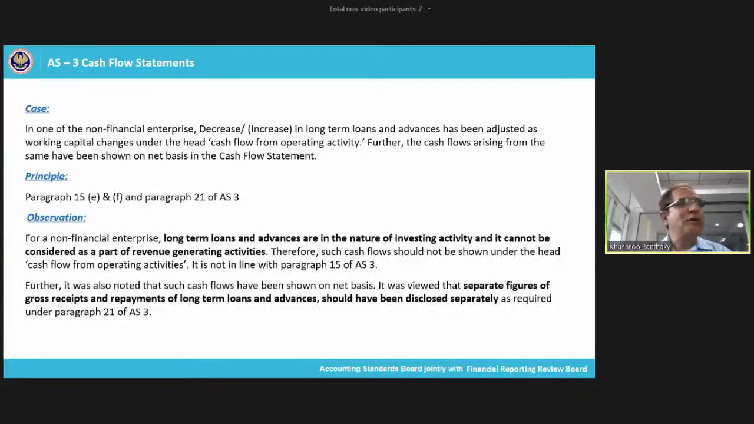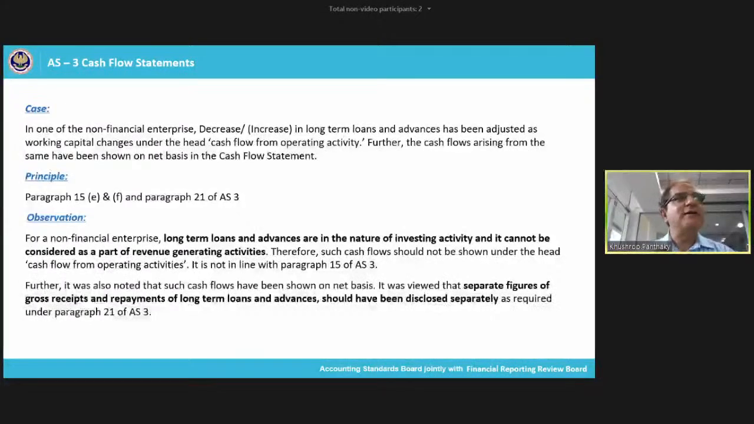In one of the non-financial enterprises, a normal enterprise, manufacturing or trading, the decrease or increase in long-term loans and advances has been adjusted as a working capital change under cash flow from operating activity. When there is a working capital change, it is correct to say that it's a cash flow from operating activity. But these are a decrease or an increase in your long-term loans and advances, and long-term loans and advances are not items which are operating in nature. Also, the cash flows arising from the same have been shown on a net basis in the cash flow statement. When do you show it on a net basis?